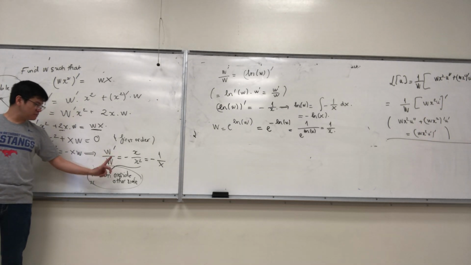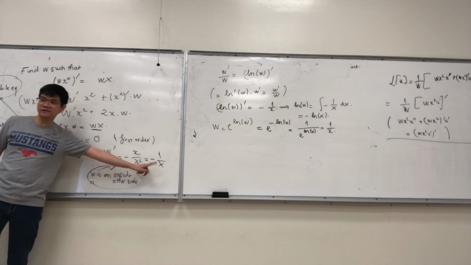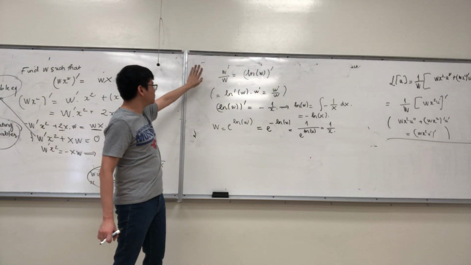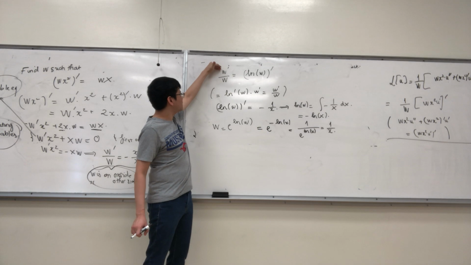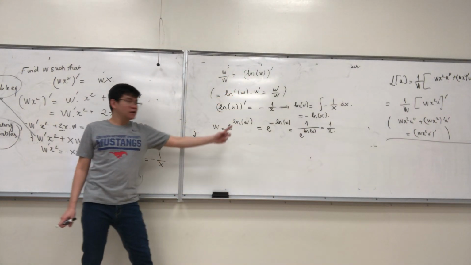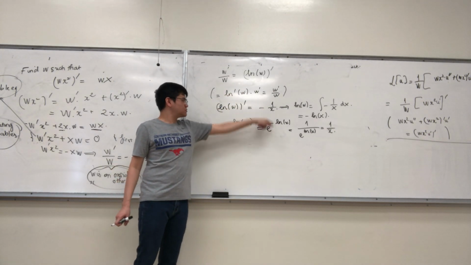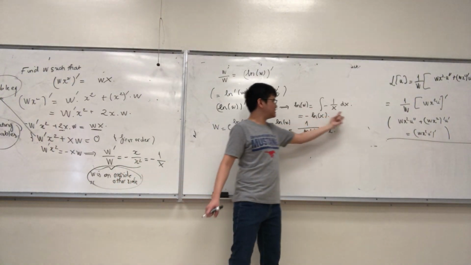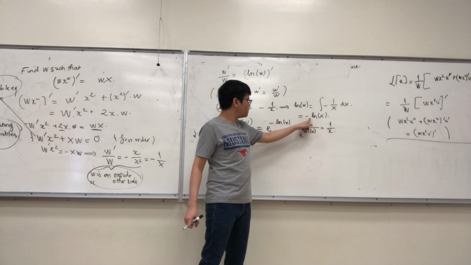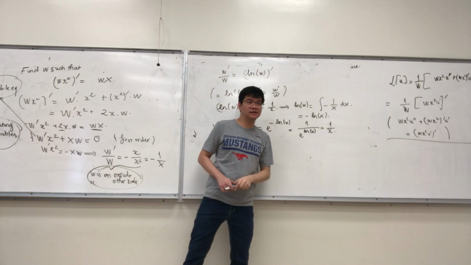This is separable because you can put all of the x on one side and all of the w on the other side. You're going to have w' over w is minus x over x squared, right? And this gives you minus 1 over x. So to solve this is easy. In the previous class we know that w' over w is the derivative of log of w, right? So you have the derivative of log of w is minus 1 over x, which means that log of w is the antiderivative of minus 1 over x. This gives you minus log of x. You solve it and you get w is 1 over x.